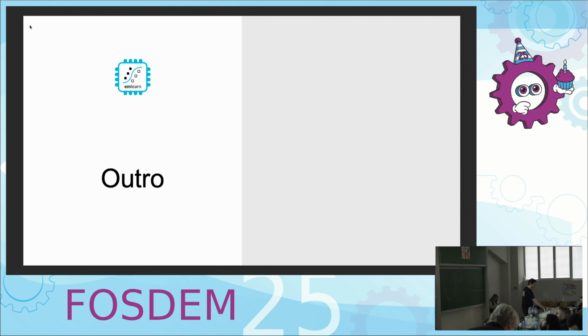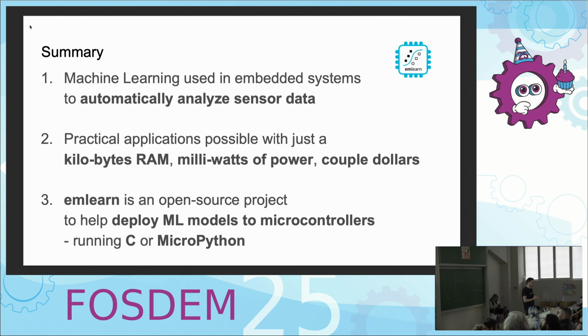So that's all that we had. In summary, machine learning is used in embedded systems to automatically analyze sensor data. That's the predominant use case. And then we can make practical applications in this space with just a few kilobytes of RAM and within just a few milliwatts of power, or just a few dollars in terms of bill of materials or hardware costs. And emlearn is an open source project to help deploy machine learning models to microcontrollers, and you can use it either with a C library or MicroPython library.